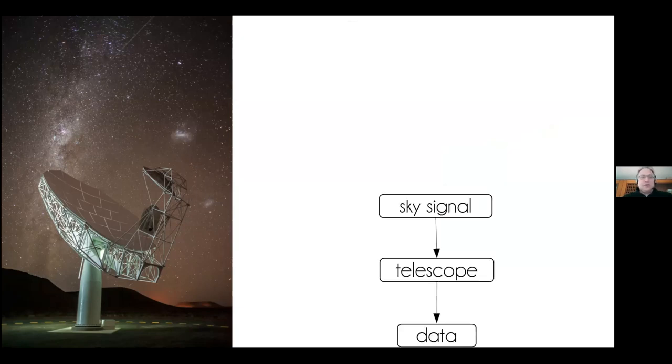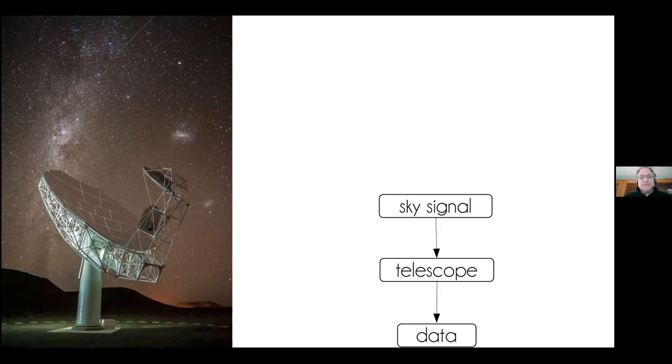So they record the sky signal somehow and give us data. From that data, we want to go back to the sky signal. However, as we discussed, this is not uniquely possible. There are an infinite number of solutions to this problem, which are potential skies, which would have produced more or less the same data. How to pick between them?